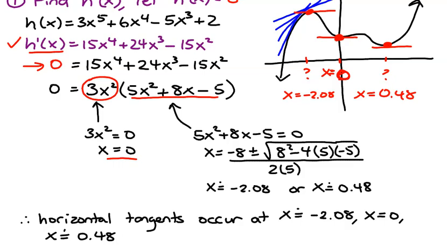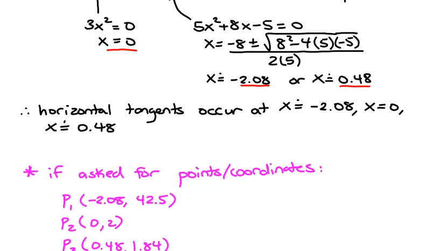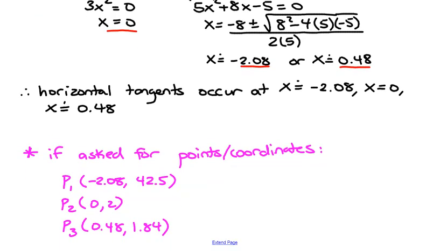Okay, now they didn't ask for coordinates, but if you did want coordinates, you could always take all your x values and plug them back into the original function wherever you see an x. And so you get these 3 points. Okay, so let's do one last question.